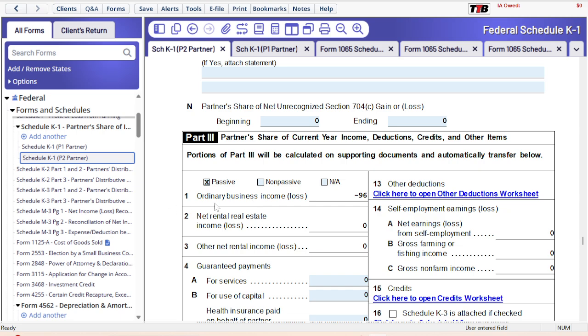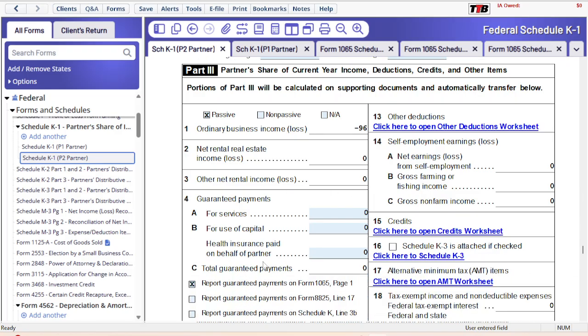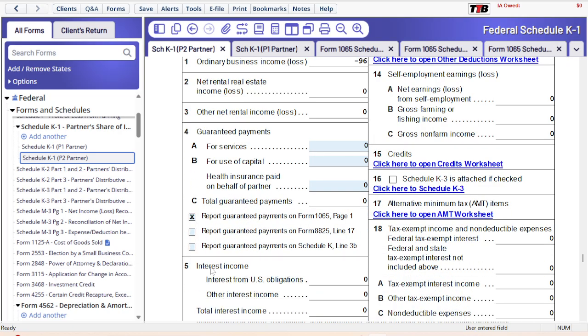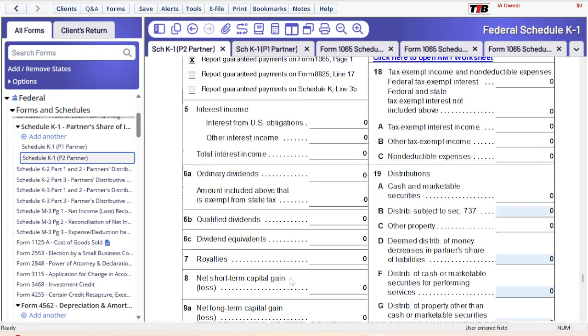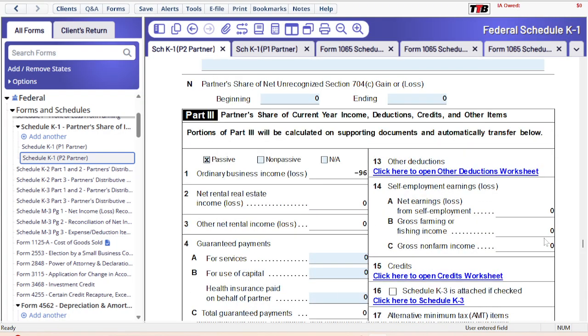So we can see again Schedule K line 1, it will be here. Everything is coming and so forth. And then you will see line 14 here.